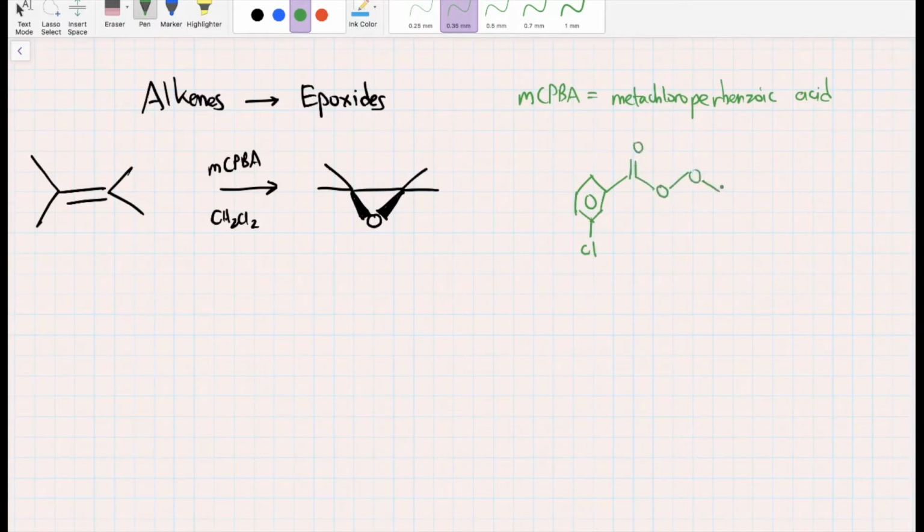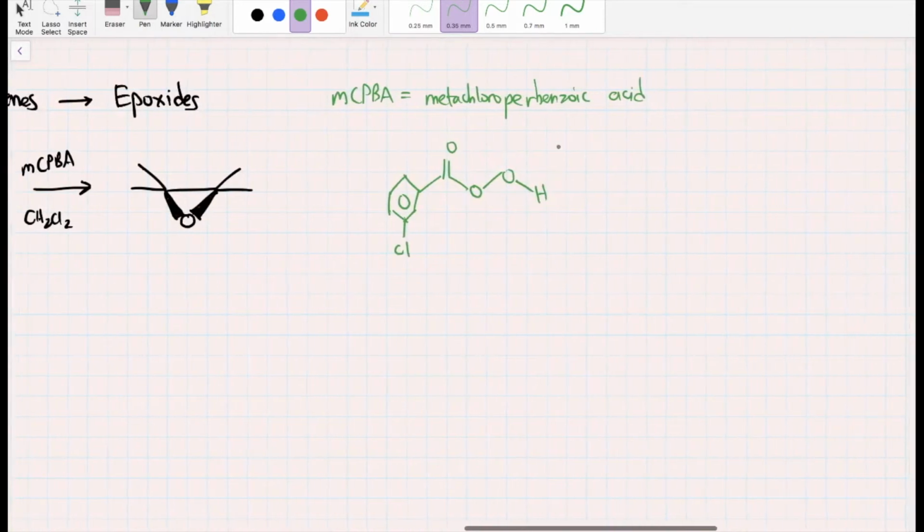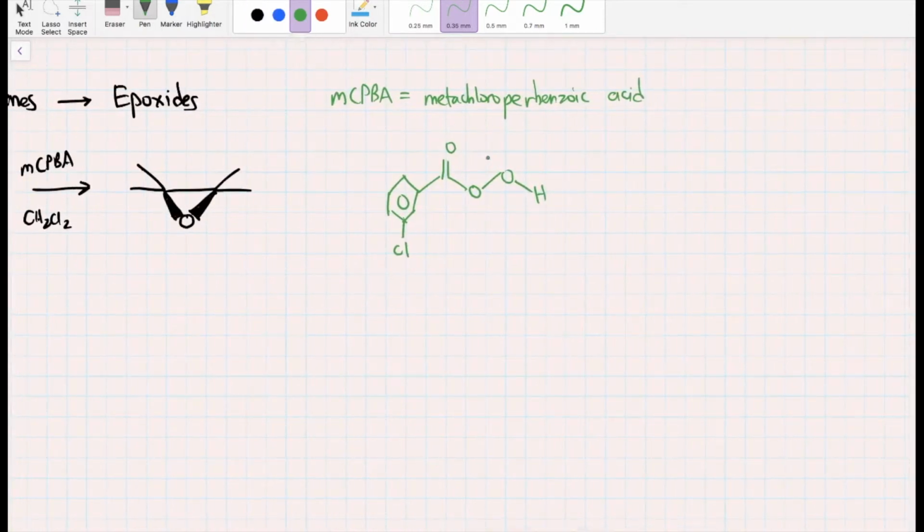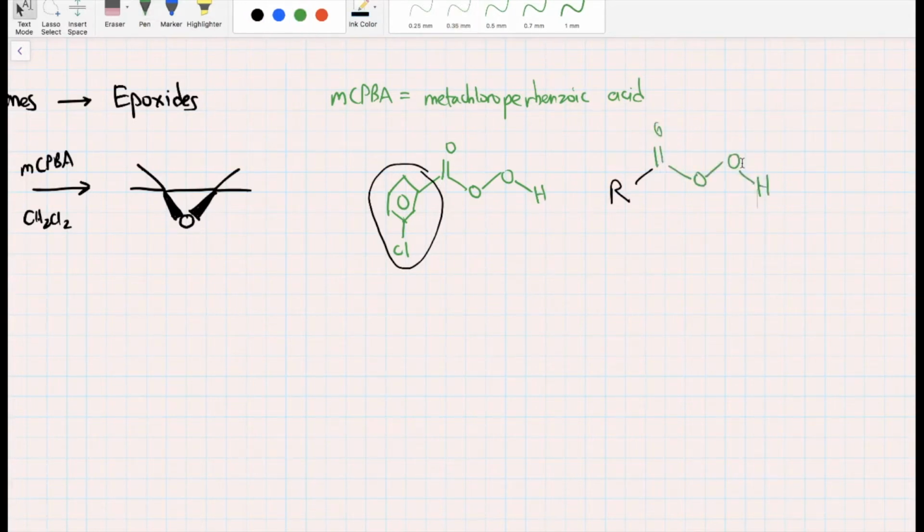This isn't that important, but it's good to know. And because we're actually going to go over the mechanism for this problem, and I'm going to be using this problem a lot, I'm going to shorten it a little bit. This section right here, I'm just going to call an R group, because it's not that important to the actual mechanism part. Okay, so R, you have this double bond over here, you have this O, and this O.